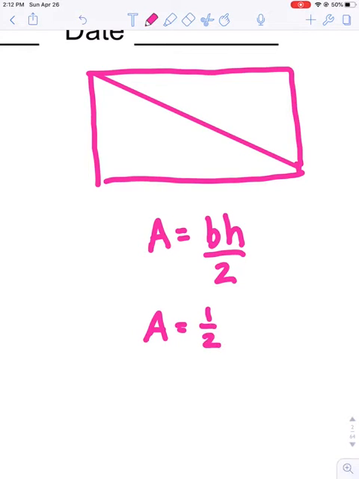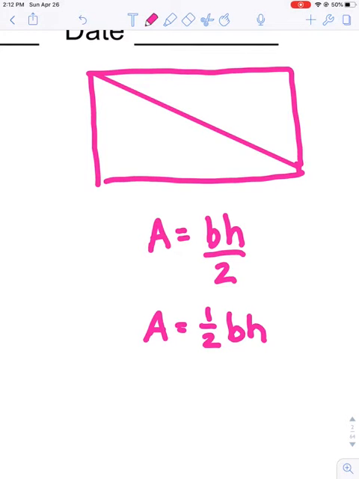The more professional way to write this, though, and the way that we're going to be writing it, is area equals 1/2 times base times height. These two formulas mean the same thing, but the top one is usually used in elementary school, and the bottom one is usually used in middle school, high school, college, etc. So we're going to be using the more professional one. But that's why the formula is what it is.